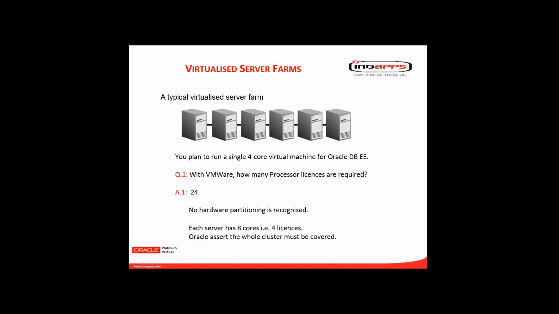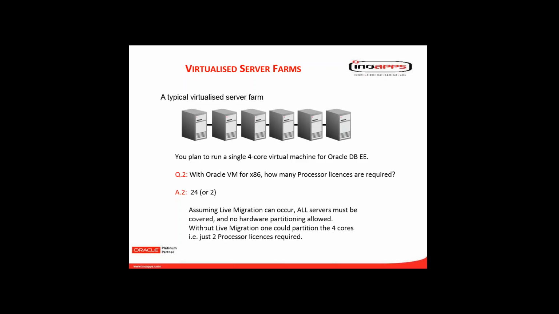Let's suppose, therefore, we want to run a 4-core virtual machine for Oracle Enterprise Database. And if we're running VMware on this cluster, how many processor licenses do you need? Well, you need 24, because Oracle won't recognize hardware partitioning with VMware. It says you have to license the whole cluster, and with 48 cores times 0.5, we've got to license 24 processors, which is quite expensive.